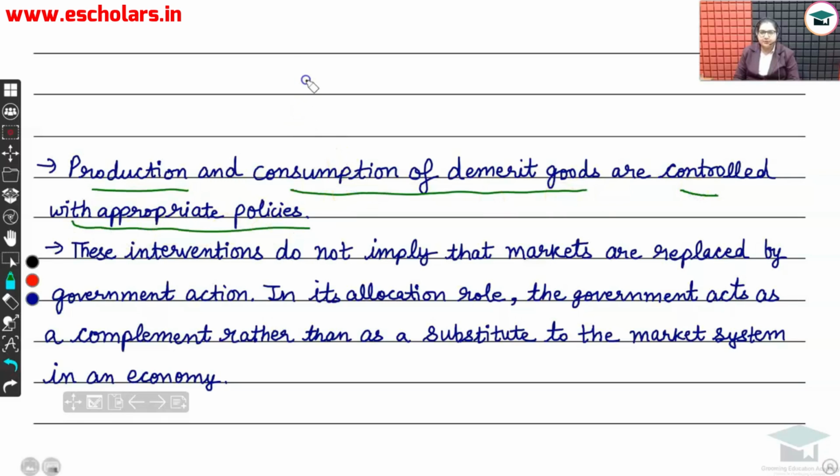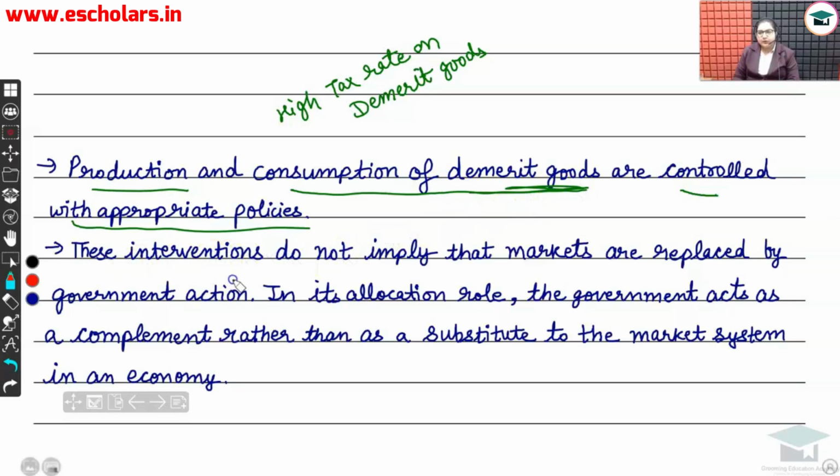For example, the government charges high tax rates on demerit goods such as cigarettes and alcoholic products, so that the production and consumption of demerit goods are reduced in the economy, right? Also, the sale of demerit goods can be done with a proper license from the government. So this is also one example of a policy levied by the government in order to control the production and consumption of demerit goods.